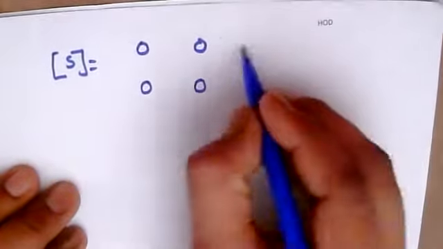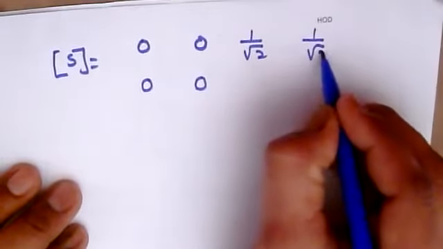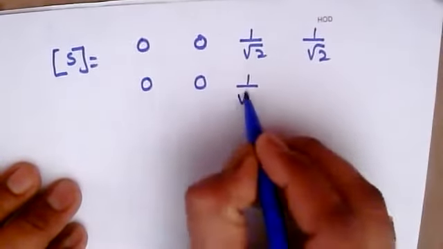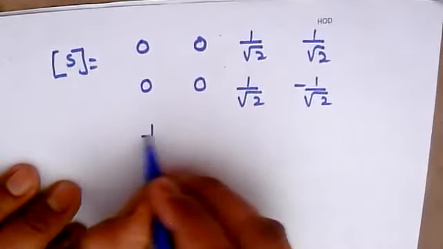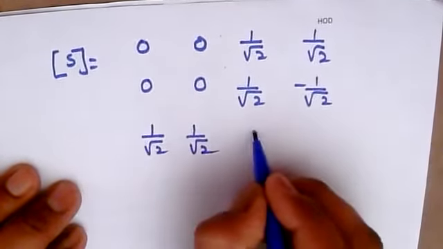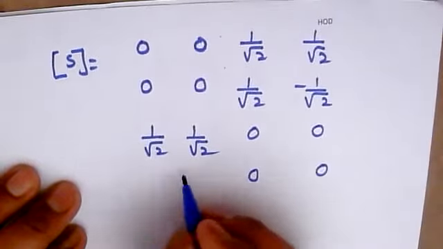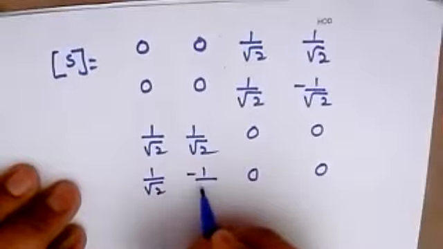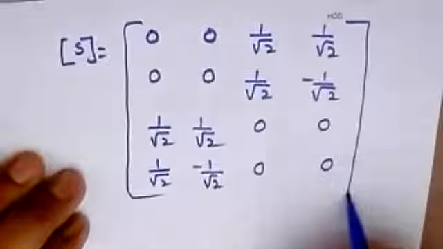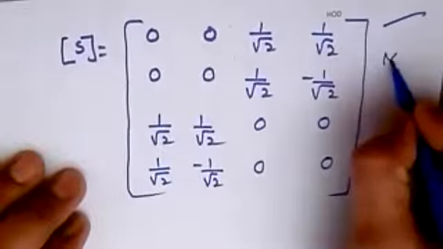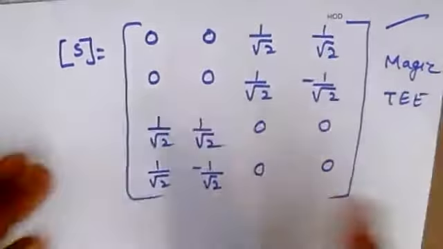And here we get 1 by root 2 and here 1 by root 2. Here also 1 by root 2, and minus 1 by root 2, and here 1 by root 2, 1 by root 2. These are anyhow zeros, so I'm writing them as it is, and here we'll be getting 1 by root 2 and minus 1 by root 2. So this is the final S matrix for the case of the magic T.